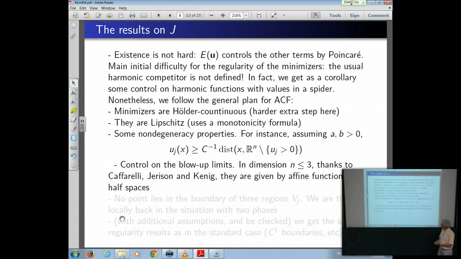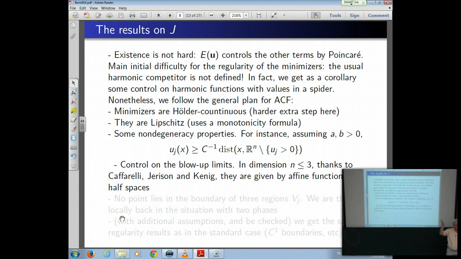So at this point, we are saying that all the blow-up limits, if you look at the free boundary, the boundary of the set where one of the functions is positive, turn out, in dimension less than or equal to three, to always look like a hyperplane. Which may look weird to you because we started with, let's say, 27 phases. And when you look at the blow-up limit, there are only two half spaces available.